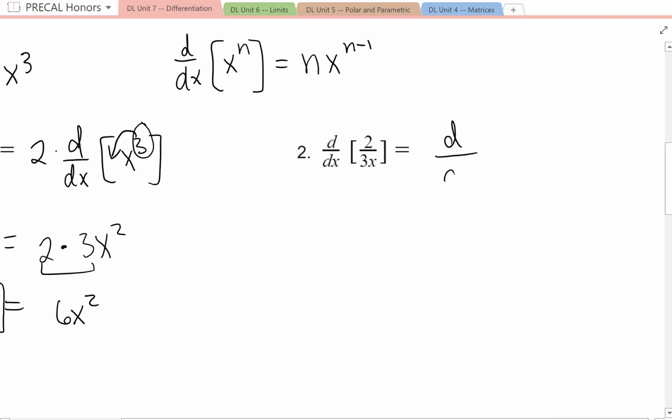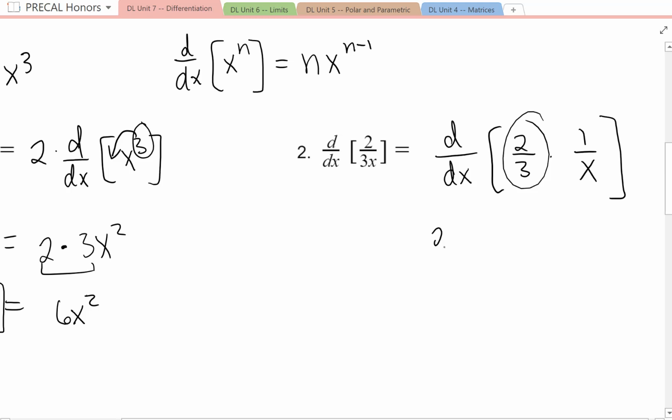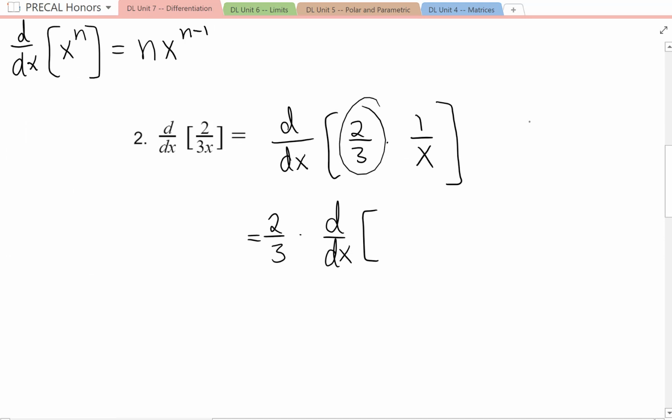If it helps you visually, I will rewrite it as 2 over 3 times 1 over x. Now 2 over 3 is a constant that's being multiplied by our function. So take that out of the derivative. This is a constant multiple of the function, or a scalar multiple. Multiply that by the derivative with respect to x of 1 over x. And if you remember, 1 over x is x to the negative 1. We'll rewrite it as x to the negative 1 so that we can use the power rule as a shortcut.